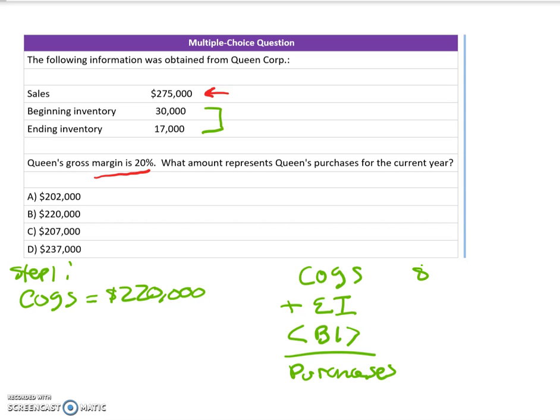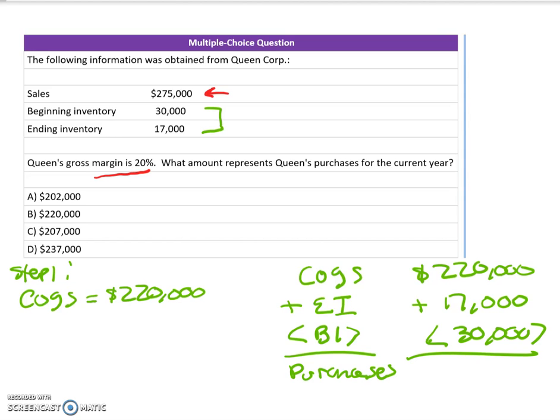Cost of goods sold, we just calculated in step 1, 220,000. Our ending inventory we know is what? 17,000. And our beginning inventory is 30,000. Total is 207,000.